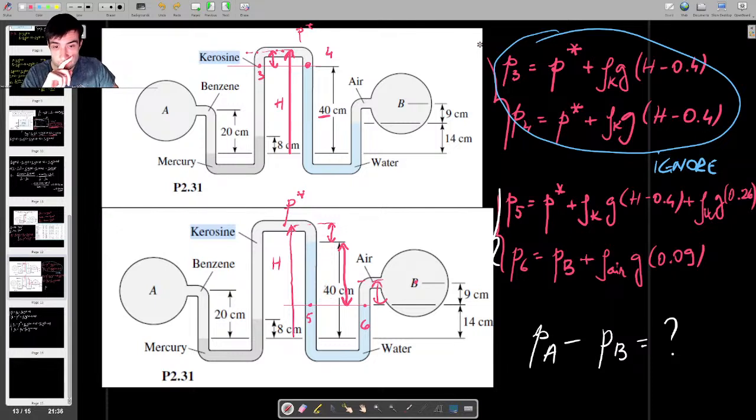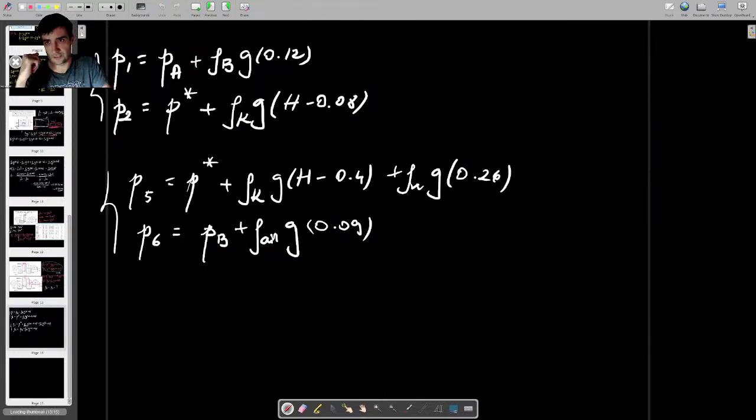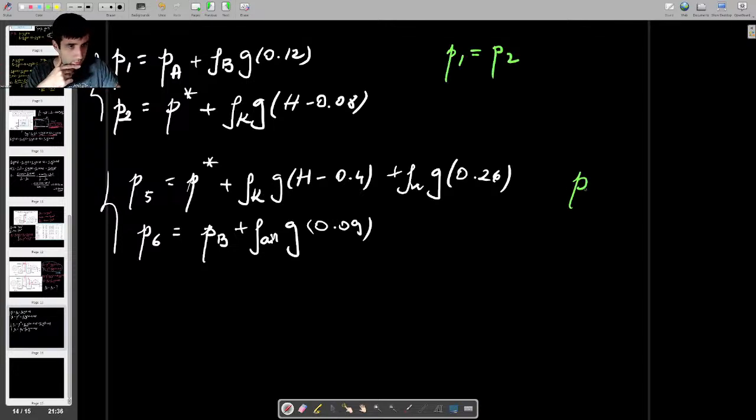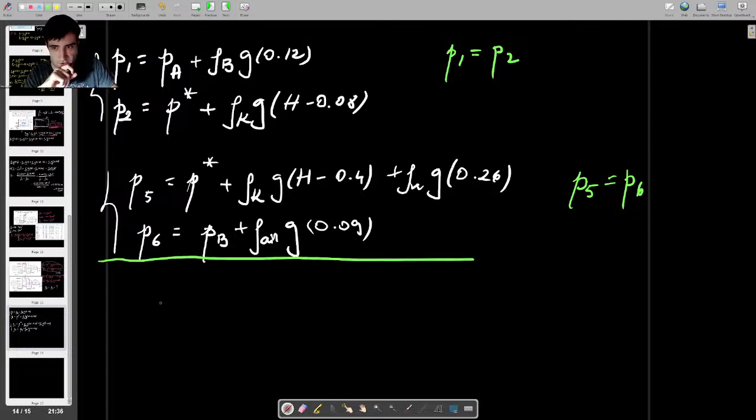And then for P6 we have PB plus the 9 centimeters of air for hydrostatic pressure. Okay, that looks fine. So remember, we were doing the horizontal line test, right? So P1 is equal to P2 and P5 is equal to P6. So if I make them equal to each other, I should get something interesting in the end. So I have the two equations being equal to one another.